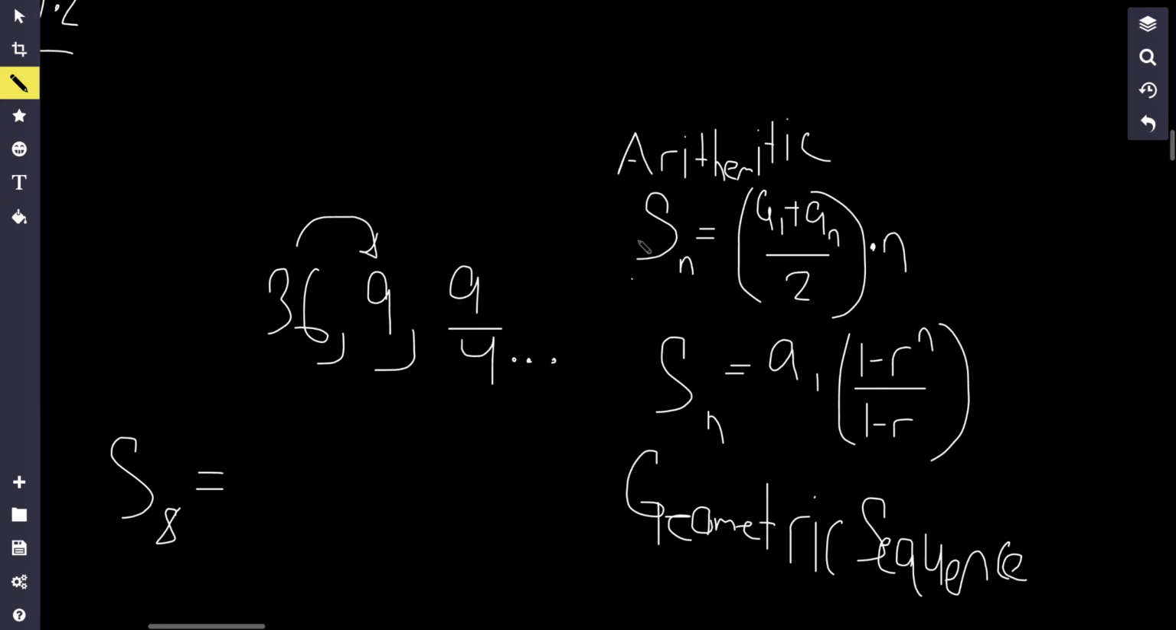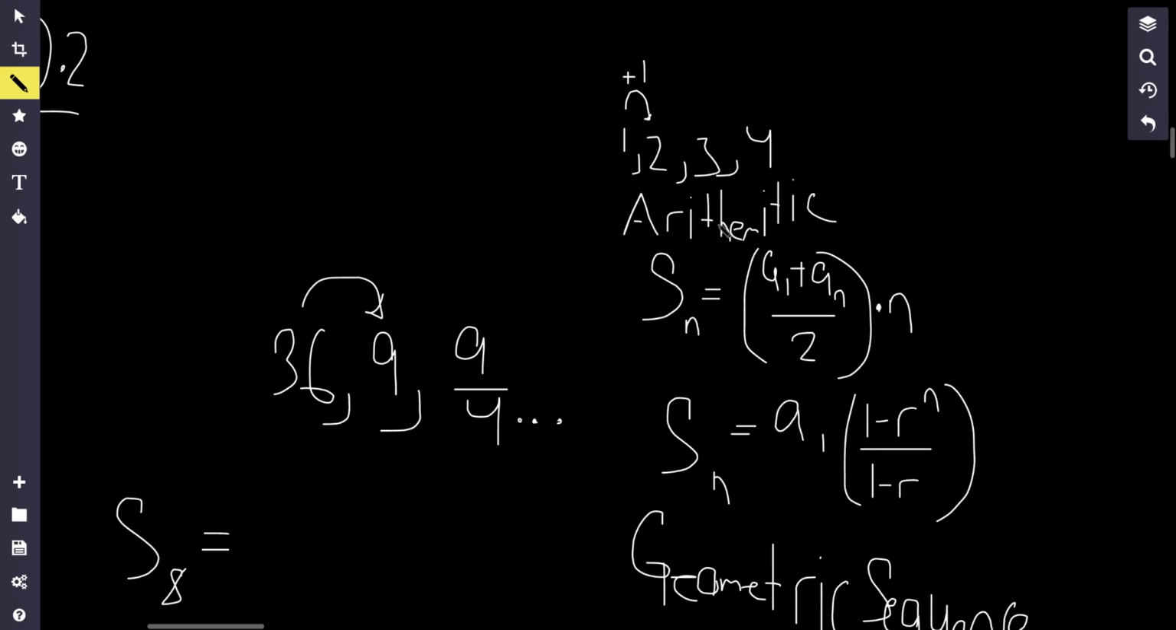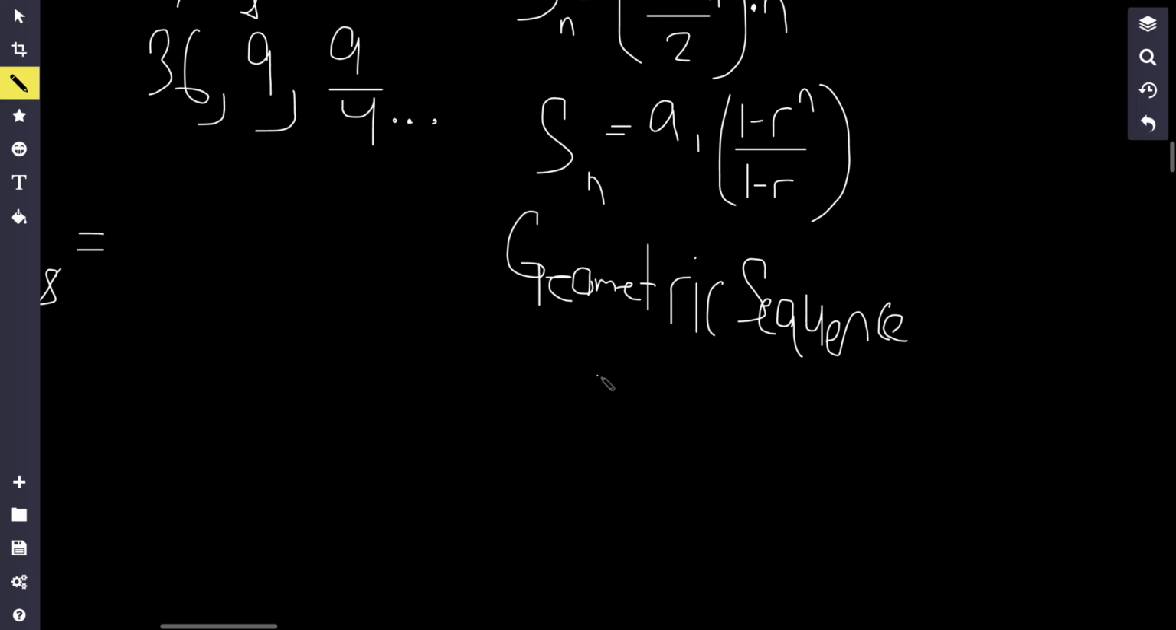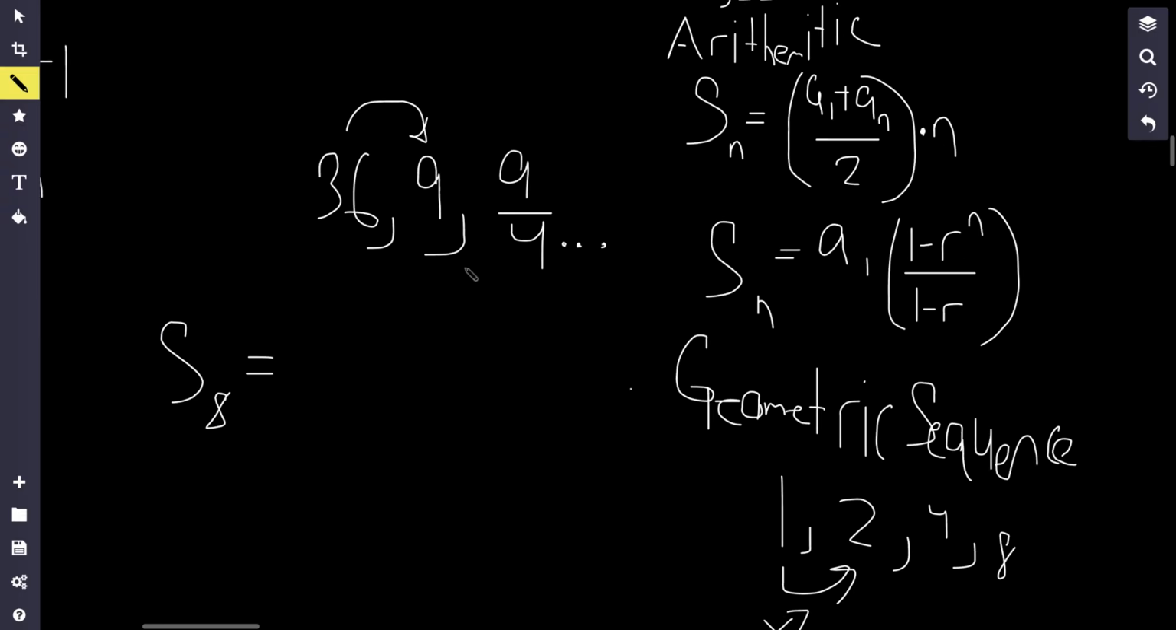So if I have, let's say, 1, 2, 3, 4, this would be an example of an arithmetic sequence because you're adding 1 each time to get to the next term, or you're adding by some amount. A geometric sequence would be 1, 2, 4, 8. You're multiplying by 2 each time to get to the next term.